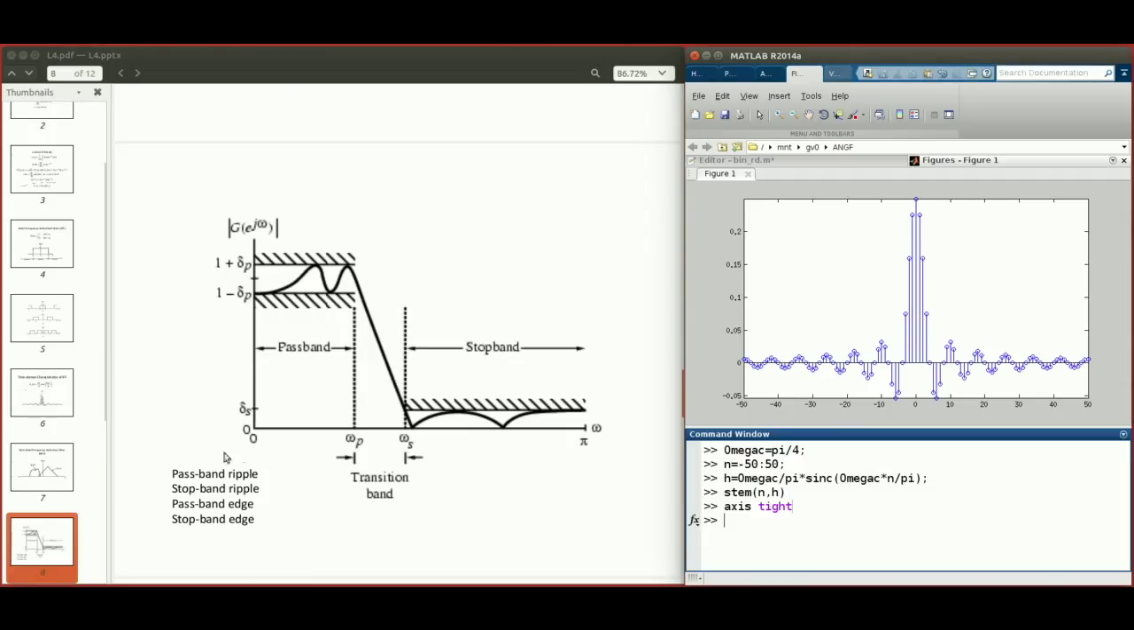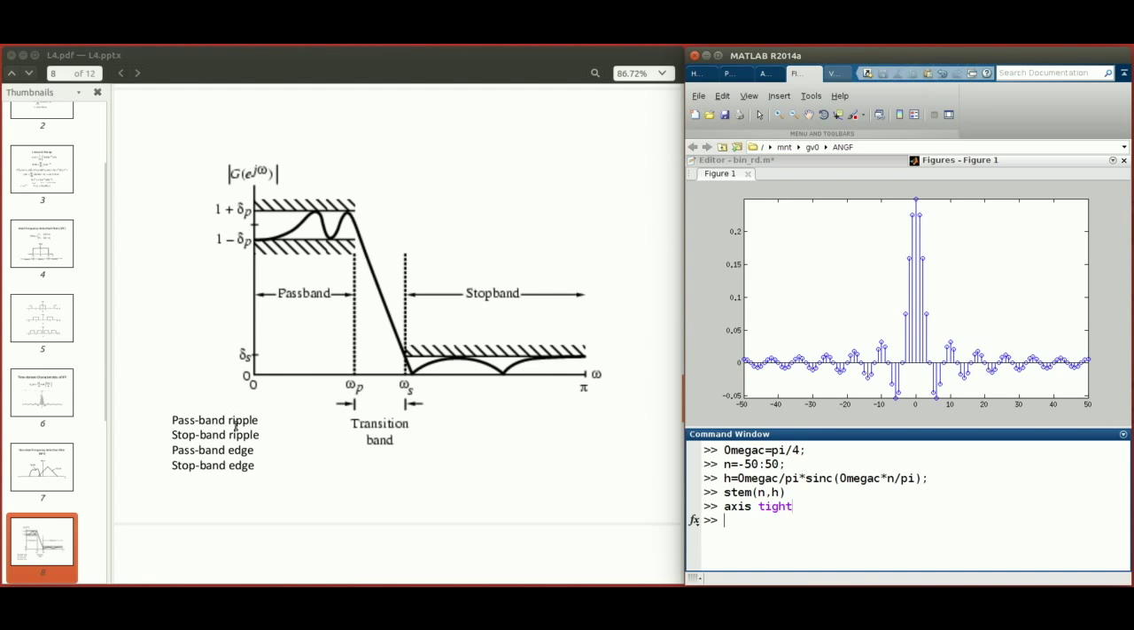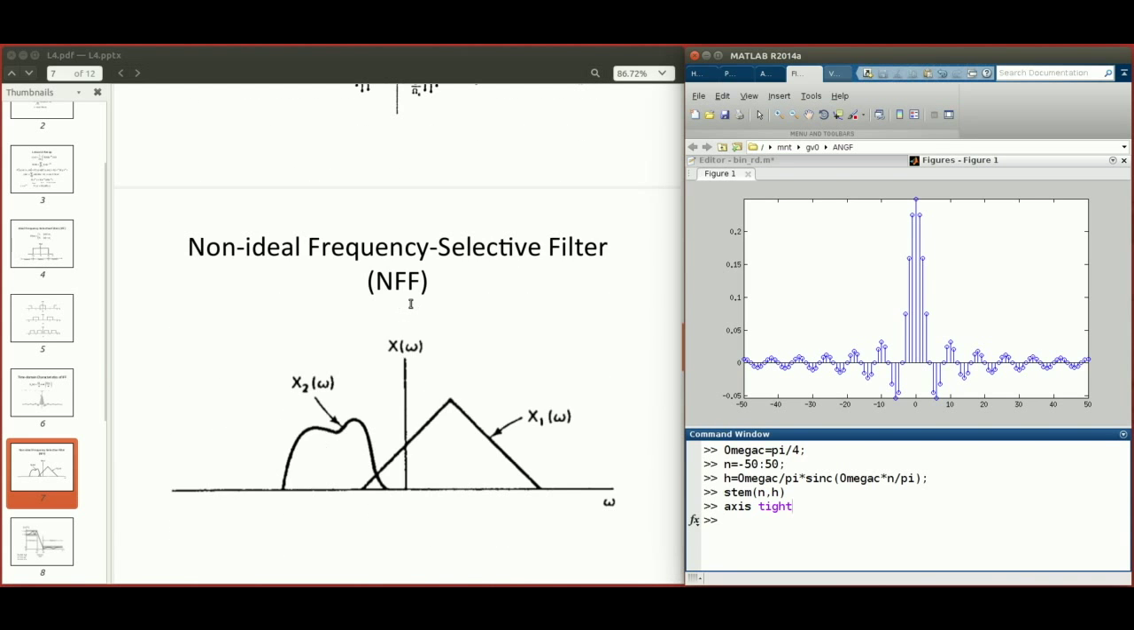These are some of the terminology that people use to describe those NFF, or non-ideal frequency selective filters: pass-band ripple, stop-band ripple, pass-band edge, stop-band edge, transition band, pass-band, stop-band. Depending upon how you design the filter, the different kinds of ripples may have different amplitudes. You have to come up with a trade-off that's ideal for your particular application. So that's the basic shape of a low pass NFF.